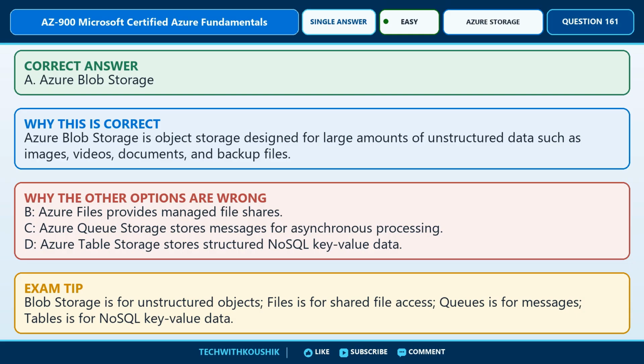The other choices do not work because B, Azure Files provides managed file shares. C, Azure Queue Storage stores messages for asynchronous processing. D, Azure Table Storage stores structured NoSQL key-value data. The main takeaway is blob storage is for unstructured objects, files is for shared file access, queues is for messages, tables is for NoSQL key-value data.